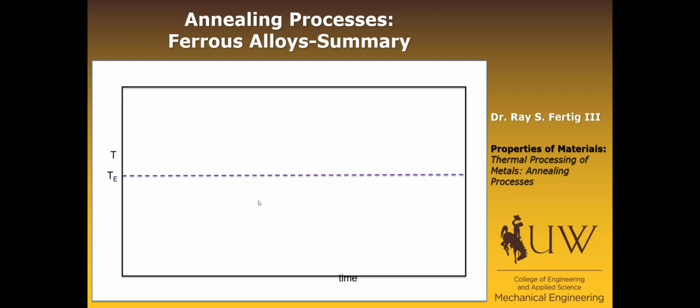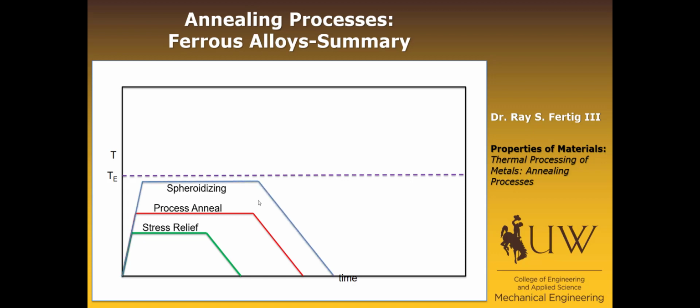Let me give you just a quick summary of how these processes might look. These are not to scale or anything like that, just to give you a feel for where they are aligned relative to one another. I've already shown you a plot showing the stress relief diagram as well as the process anneal. Now this is going to go up in temperature. The next step up in temperature would be spheroidizing, and that goes to just below the eutectoid transformation temperature. Remember, to form those cementite particles in the alpha ferrite matrix.